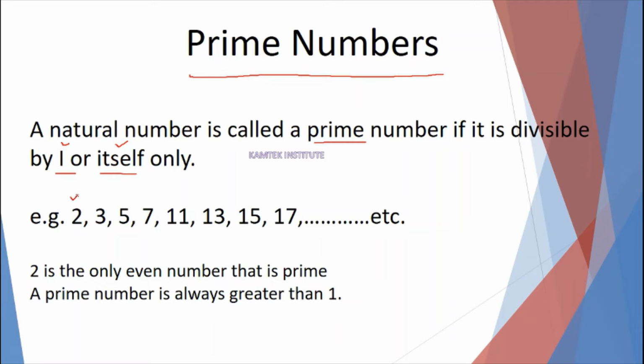Example 2, 3, 5, 7, 11, 13, 15, 17. ये सारे नंबर्स हैं जो सिर्फ 1 से डिवाइड होते हैं या अपने आप से डिवाइड होते हैं. These are called prime numbers. There's a point to remember that 2 is the only even number which is prime. इसके अलावा सारे odd numbers हैं. And the second point to remember is that prime numbers are always greater than 1. Okay, 1 is not a prime number.